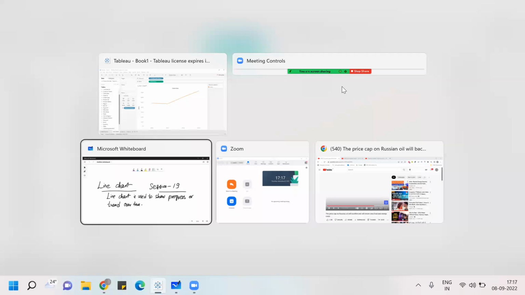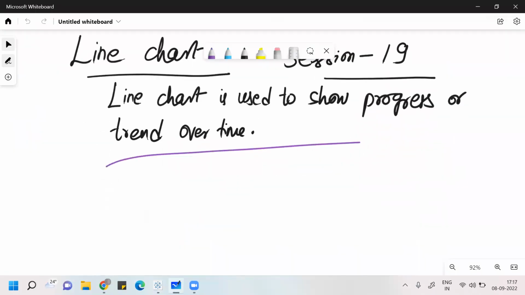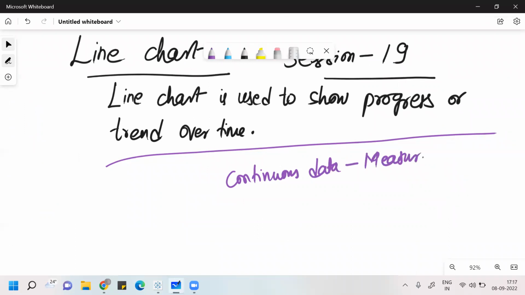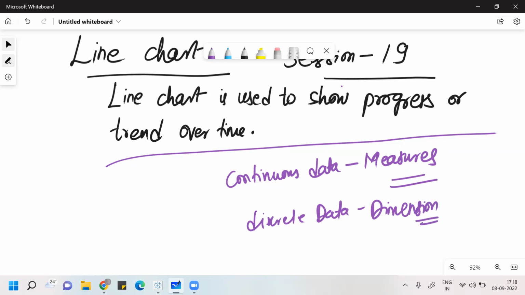Whenever we are talking about continuous data, all measures come under continuous data. Your profit, your sales, your quantity, your discount, all come under continuous data. While discrete data is represented by all your dimensions. Whichever dimension I'm talking about, either string or boolean or date time or geographical, any dimension, those all are represented by discrete data.